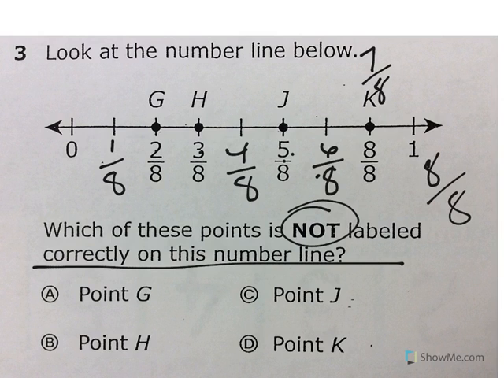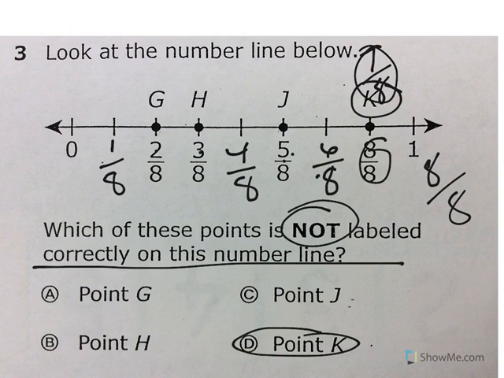So we can see that this point right here, point K on the number line, is not labeled correctly. It should be 7/8 right here, but they have it labeled as 8/8, so label K would be the one that's not labeled correctly.